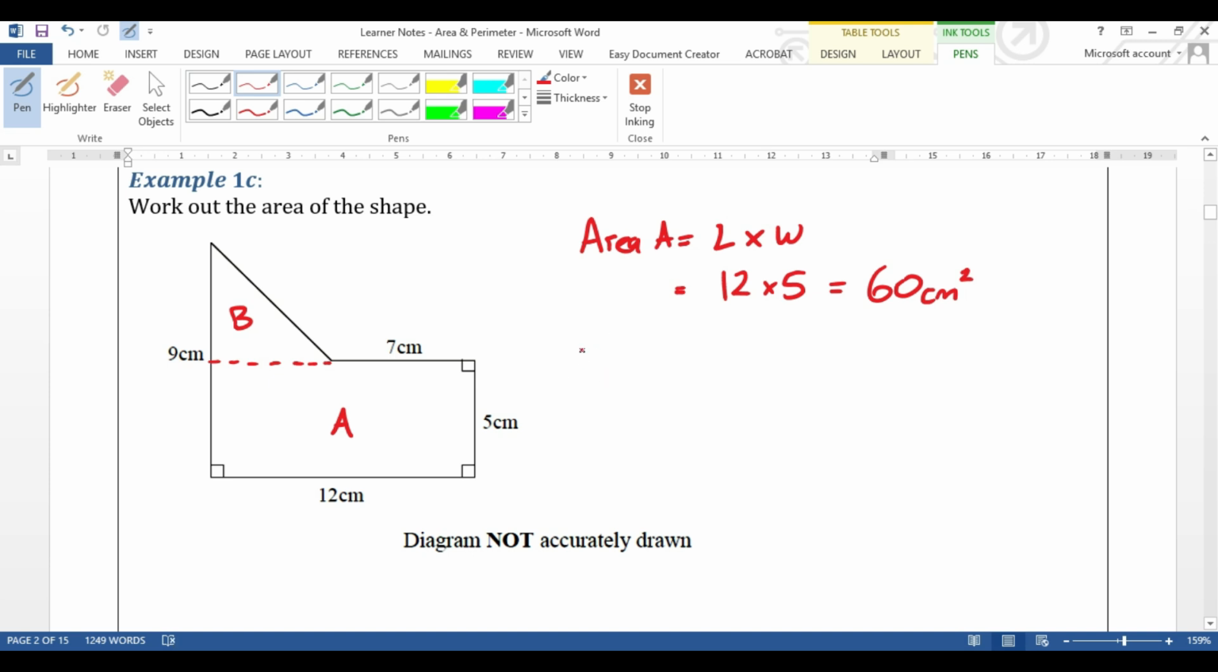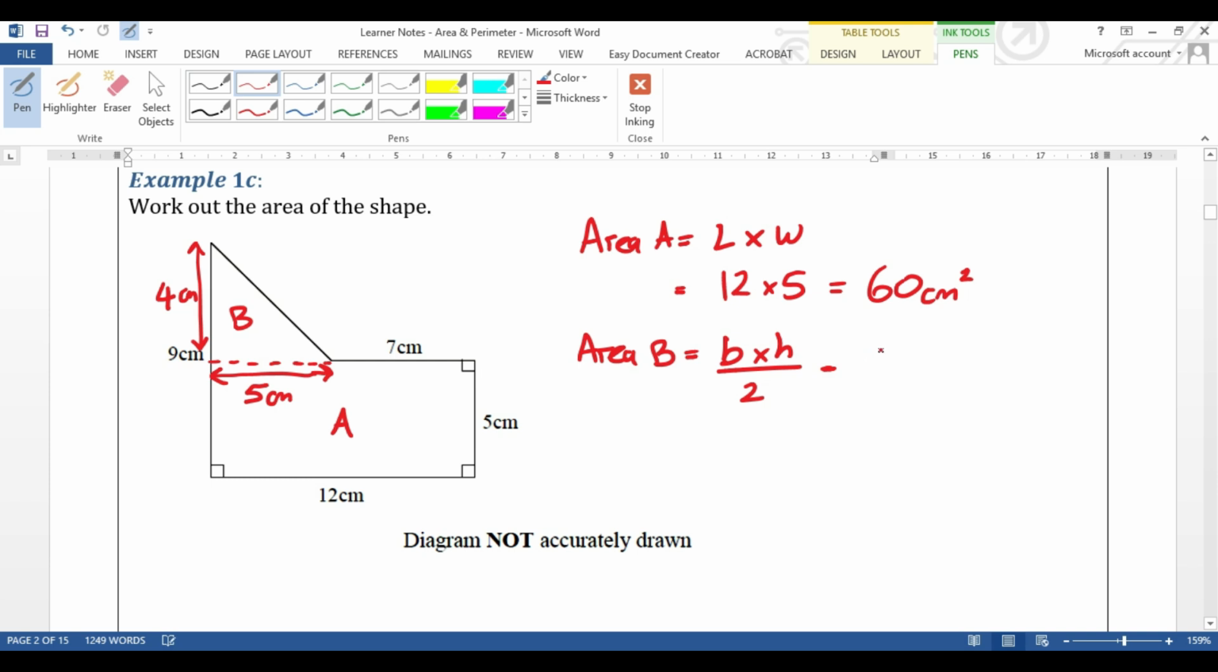And then area B, remember for a triangle we need base times height divided by 2. So I'm going to need the base here, that length from there to there, which is 12 take away 7 gives me 5 centimeters for the base. And I'm going to need the height of the triangle as well, which is from here to here. So that is 9 take away 5, which is 4 centimeters.